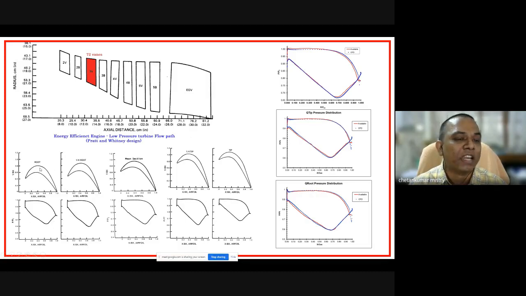So it says near the hub for the third stage of nozzle vane, they have given the CP distribution. Based on that, we have developed our own blade. So you can see this is the CP distribution, and that's meeting well.